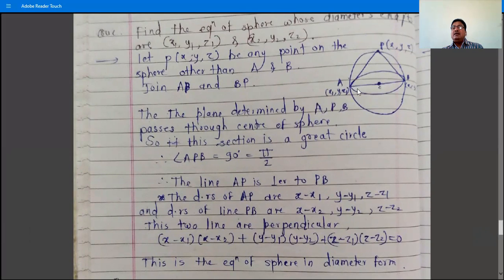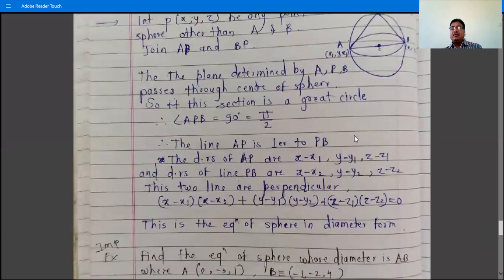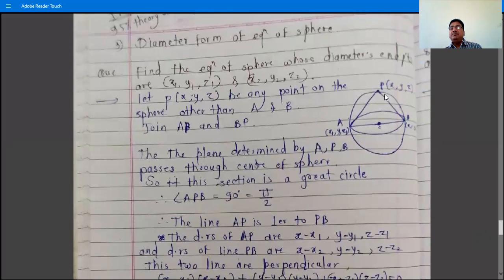The line AP is perpendicular to line PB. This point is B. What are the direction ratios of line AP? The coordinates of A are x1, y1, z1, and the coordinates of P are x, y, z. Therefore the direction ratios of line AP or PA are x minus x1, y minus y1, z minus z1.